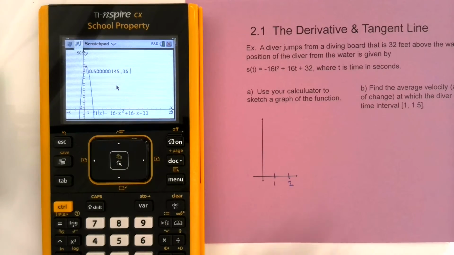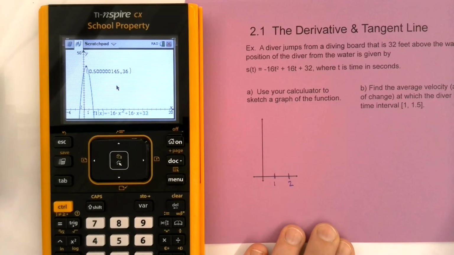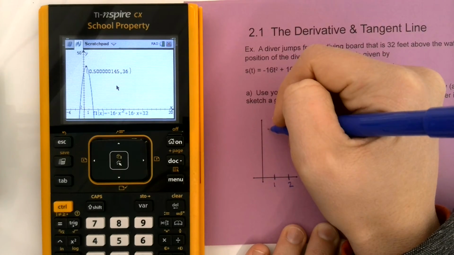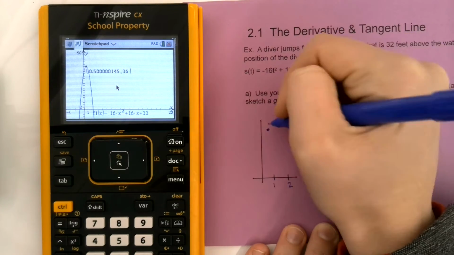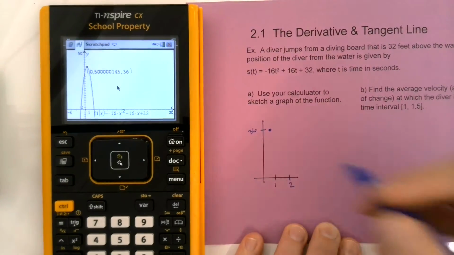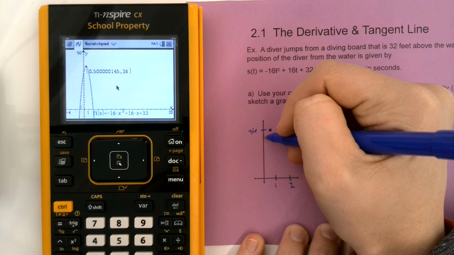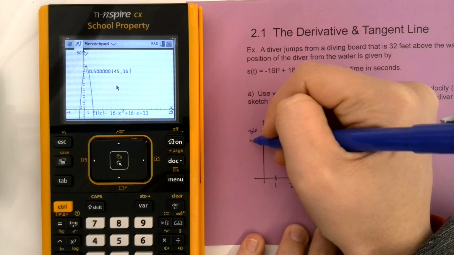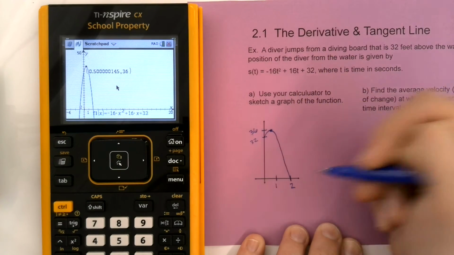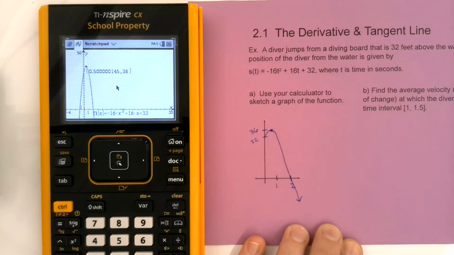And our max is about at 0.5. What are you talking, seconds? And we're at 36 feet. So if we want to at least give ourselves a max here, we could call that 36. And then, I don't know that it's worth labeling the rest of it, but we can at least get a good idea of this guy that starts at 32, and he goes, whoop, and now he's underwater, so I guess we can keep going.